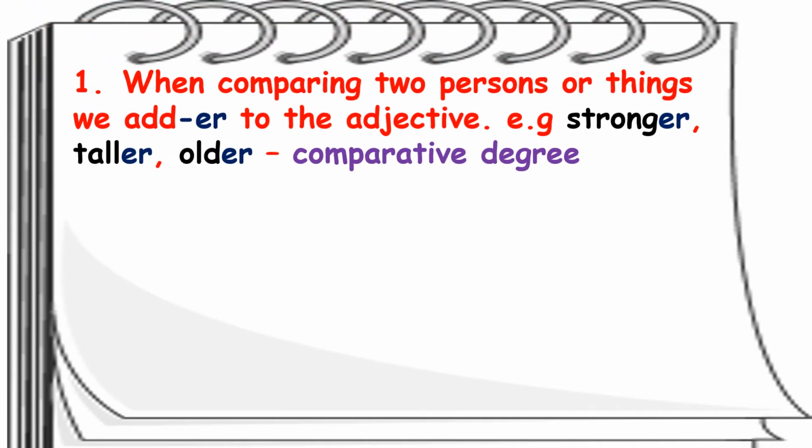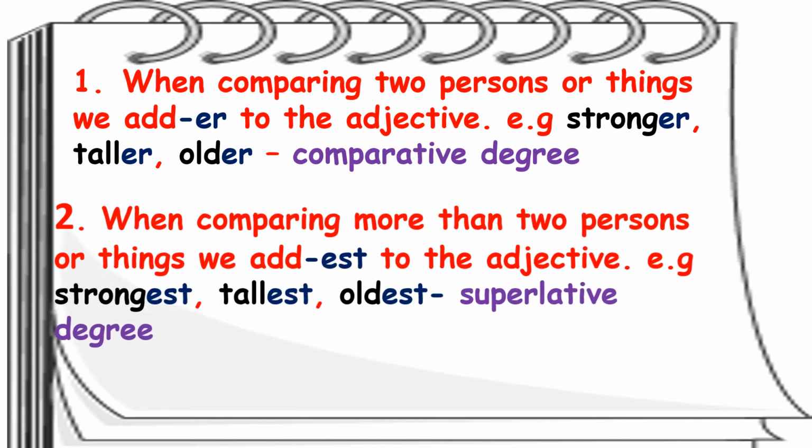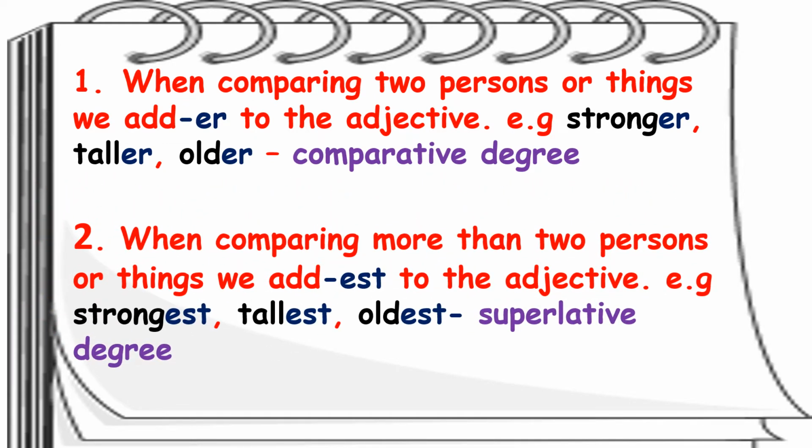In our last lesson on comparing adjectives, we learned that when comparing two persons or things, we add er to the adjective. Example, stronger, taller, and older. And this is called the comparative degree. When comparing more than two persons or things, we add est to the adjective. Example, strongest, tallest, oldest. This is called the superlative degree.